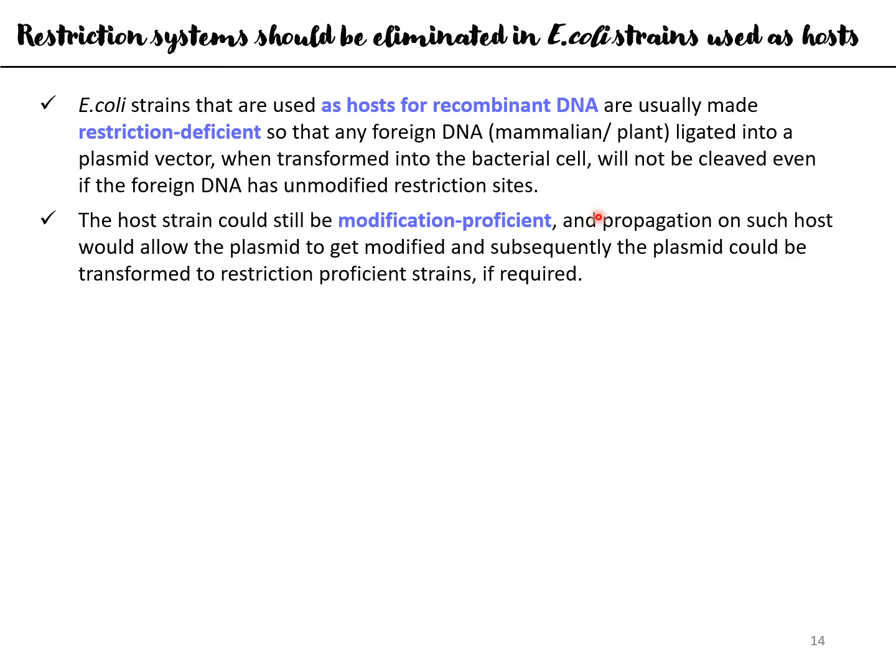The host strain could still be modification proficient, and propagation on such hosts would allow the plasmid to get modified, and then subsequently the plasmid could be transformed to restriction proficient strains if required. So it is not mandatory for the strain to be modification deficient as well. It can be modification proficient, but it most definitely has to be restriction deficient. Under the circumstances where it is modification proficient, when you propagate your plasmid in such a host, it will modify the plasmid as well, and then you can isolate this plasmid and express it in a restriction proficient strain.